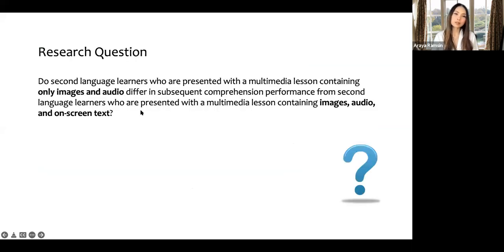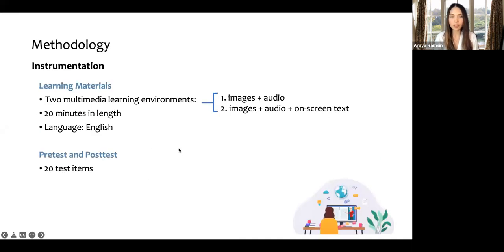Here is my research question. Do second language learners who are presented with a multimedia lesson containing only images and audio, two things, differ in subsequent comprehension performance from second language learners who are presented with three things, a multimedia lesson containing images, audio, and on-screen text? That is my research question.